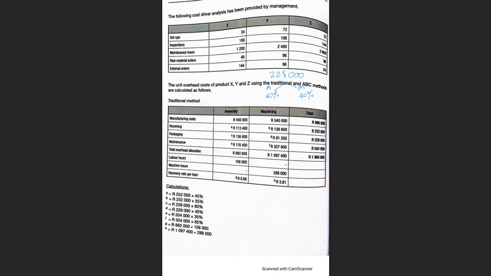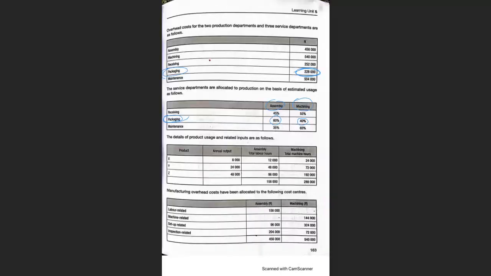So 228,000 times 60% gave you, in line with packaging here, to the assembling department, 136,800. And then 228,000 times the 40% tells you that to the machining department, we're allocating 91,200. Then for your maintenance department, exactly the same thing.